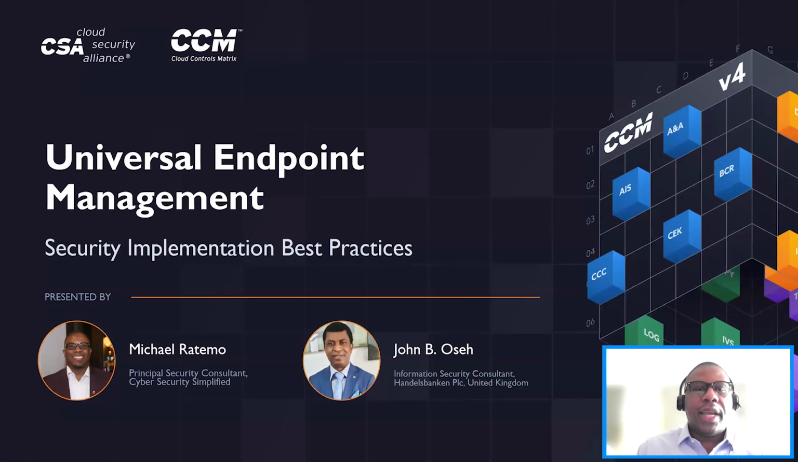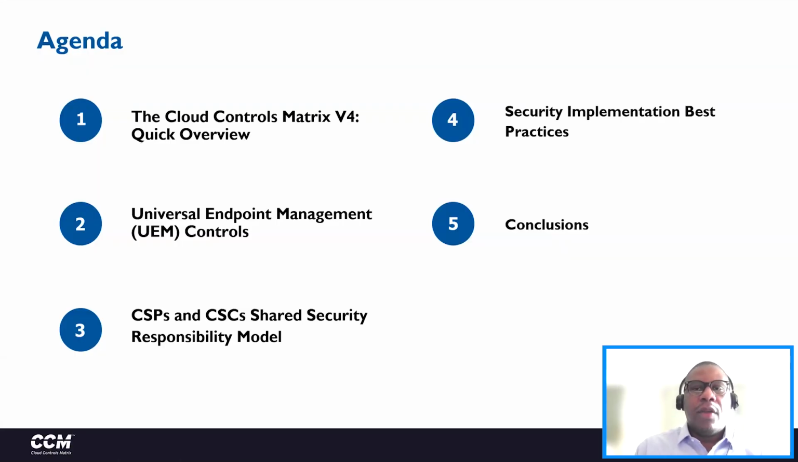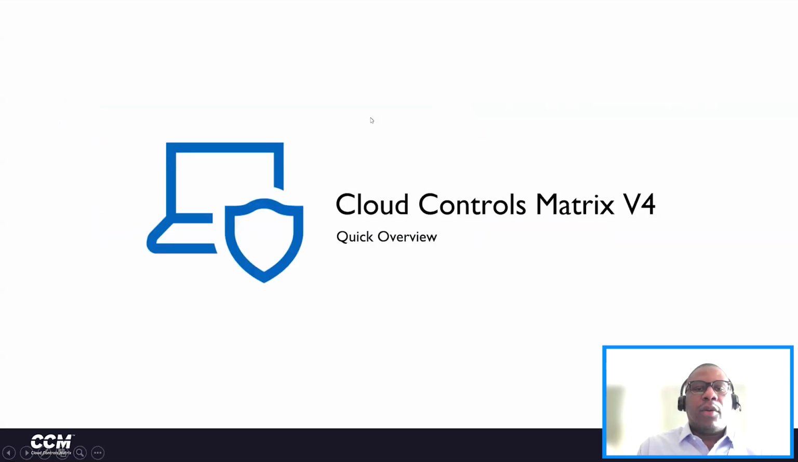So here's the agenda. We will start by doing a quick overview of the Cloud Control Matrix version 4, then review Universal Endpoint Management, also known as UEM controls. We will then examine cloud security providers and cloud service customers' shared responsibility model, and then delve into security best practices we can implement for UEM. And then we will finally conclude. So let us start by reviewing the Cloud Control Matrix version 4.